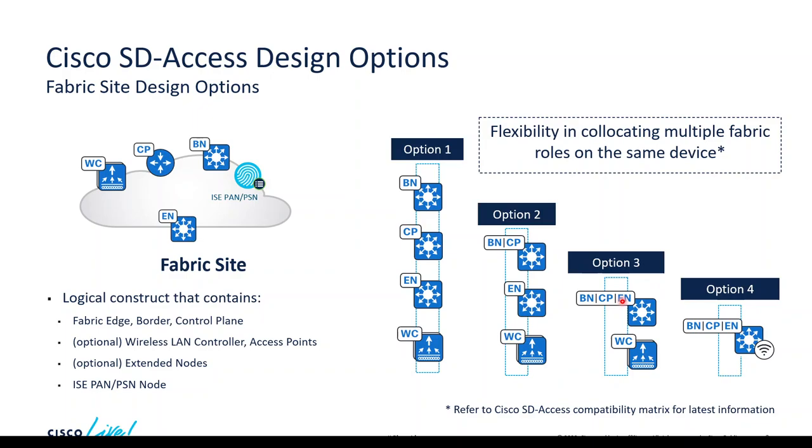If you go up the scale, then you may have a number of border nodes with either co-located or dedicated control planes, as well as edge nodes doing their own functionality, with separate control planes, or the control plane in option 4 embedded in the switch itself.